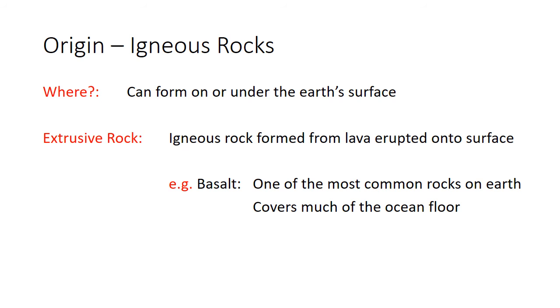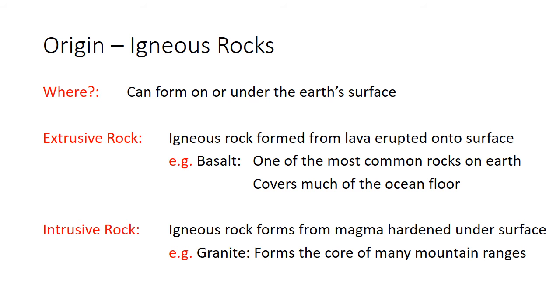The other type is intrusive rock. Intrusive rock, remember the word inside. So, igneous rock that forms from lava hardened under the Earth's surface. So, inside the Earth. Intrusive rock. An example is granite. This forms the core of many mountain ranges.